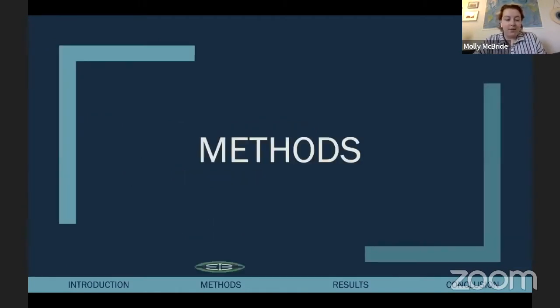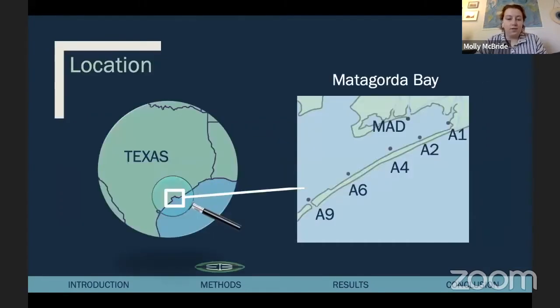So into my methods, how did we look at addressing this question? We chose a location on the Texas coast that is influenced by freshwater inflow. The freshwater inflow in question is from the Colorado River, which is inlet right above site A1. And we chose 6 sites to capture a freshwater gradient. So A1 is the closest to the river mouth, as I mentioned, and A9 is the farthest away at about 40 kilometers.